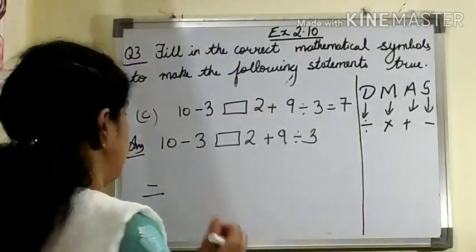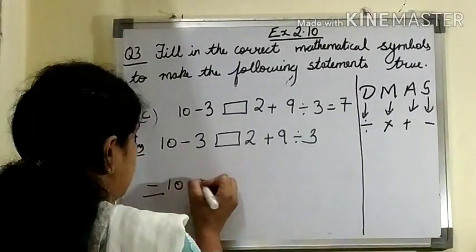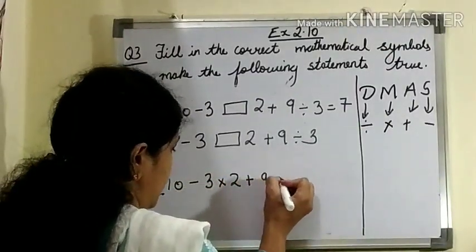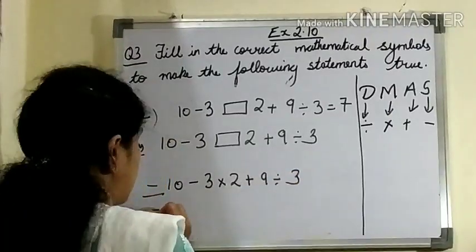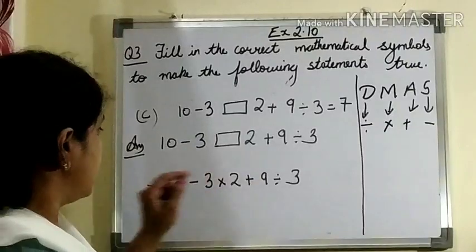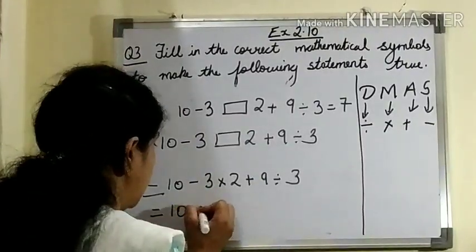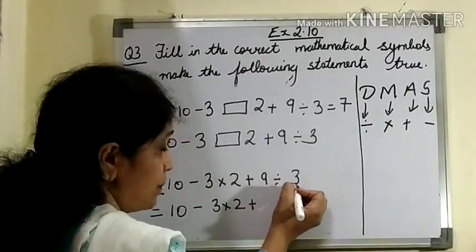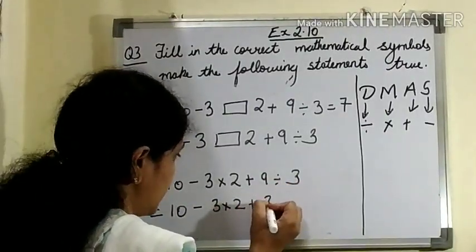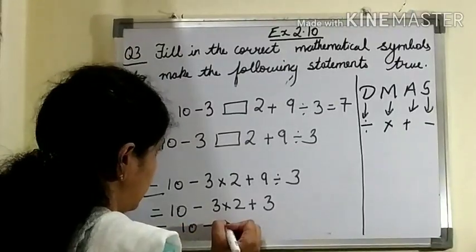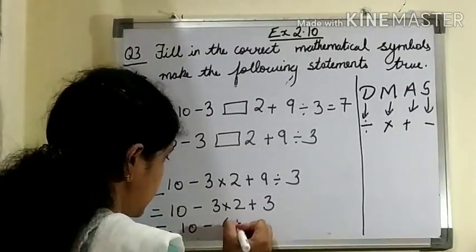If I put a multiplication sign, the expression is (10 minus 3) into 2 plus 9 divided by 3. Now, according to the DMAS rule, first we will operate on 9 divided by 3, that means it comes to 3. Now in the next step, 10 minus 6 plus 3.